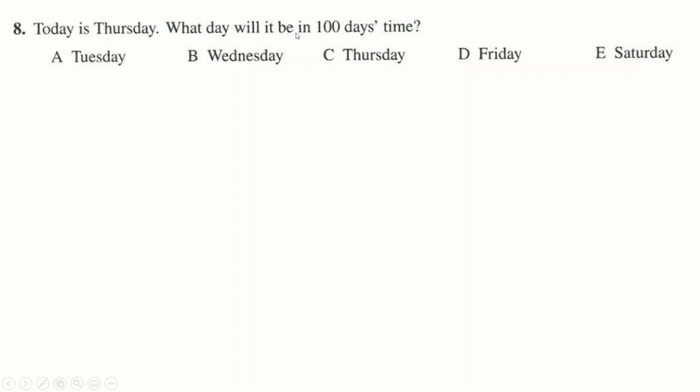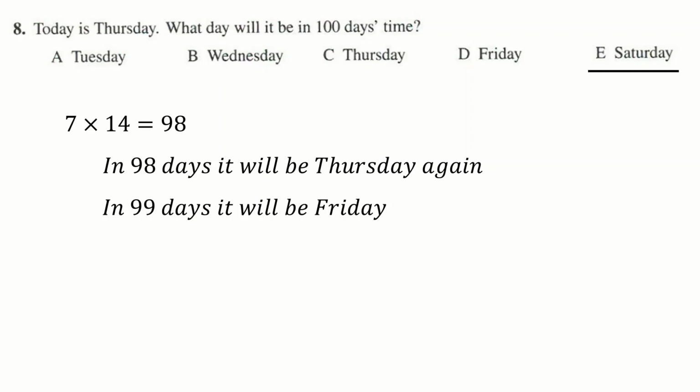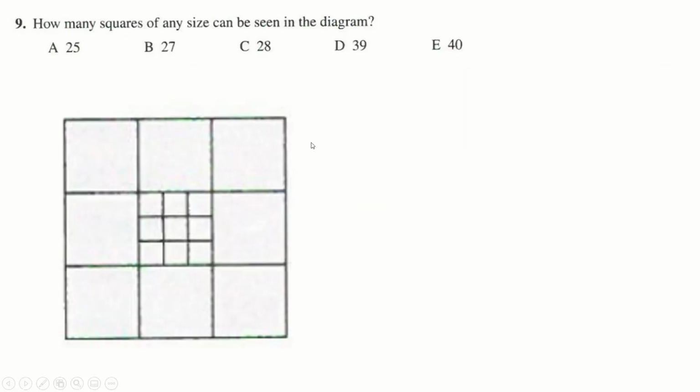Today is Thursday. What day will it be in 100 days' time? Well, 7 times 14 is 98. So in 14 weeks, exactly, it will also be Thursday. And there are 2 days left over. So on the 99th day, it will be Friday, the next day, and on the 100th day, it will be Saturday. You could have also just done 100 divided by 7 to find 2 remainder and then counted forward 2 days. Yeah, either way.